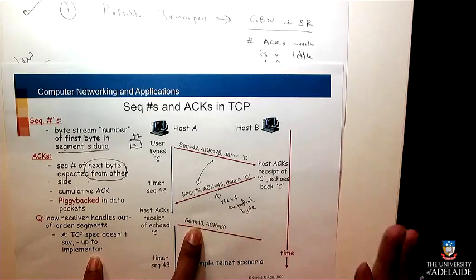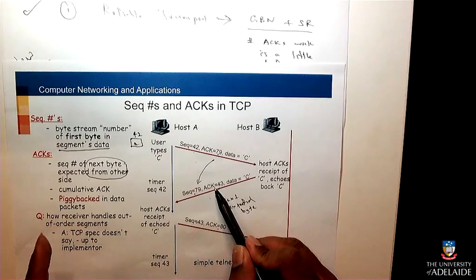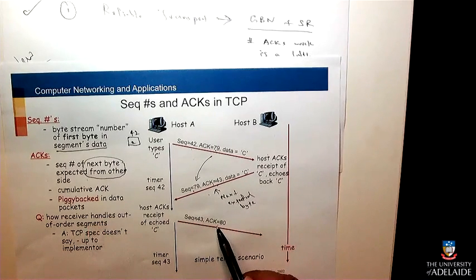Was this confusing? Because it can be a little confusing. So you always acknowledge the thing that you're expecting. That's it. That's the tricky part. All the ACKs are for the byte stream that you're expecting, the next byte.